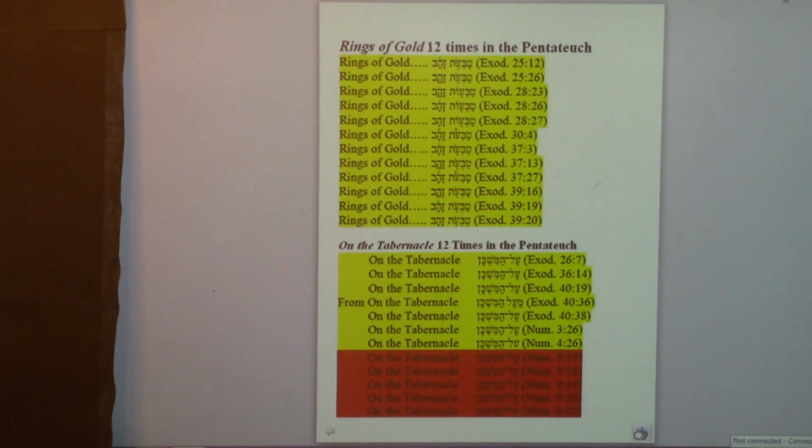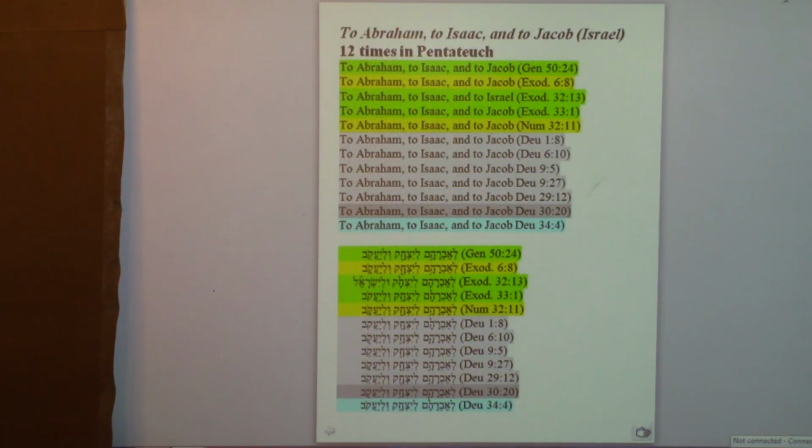Rings of gold, 12 times. Underneath that, we've got on the tabernacle, also written in Exodus, and that one is mostly written by the priestly code, but then along comes the redactor and adds 5 more of his own, which is rather bizarre. To Abraham and Isaac, 12 times.